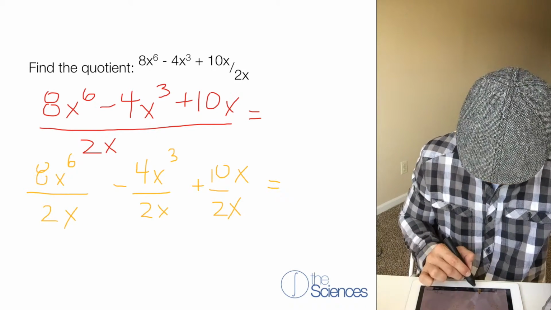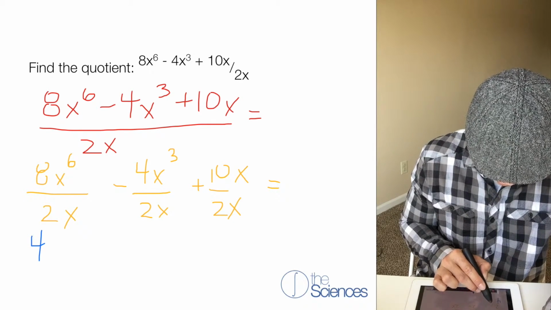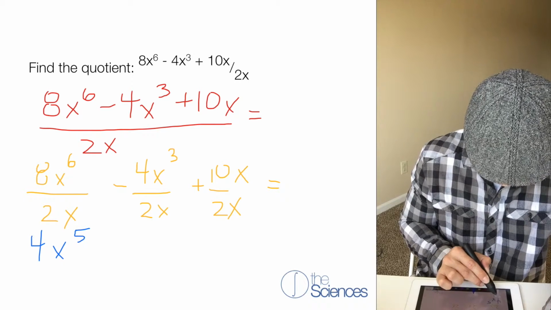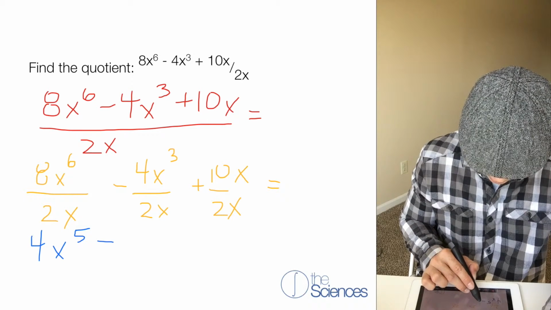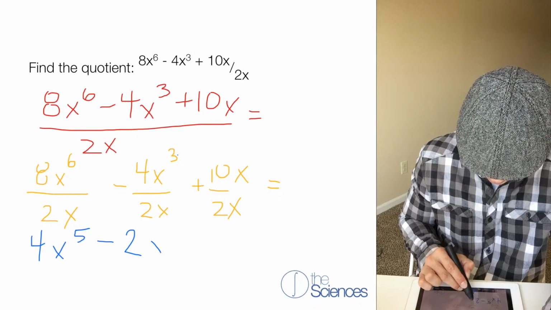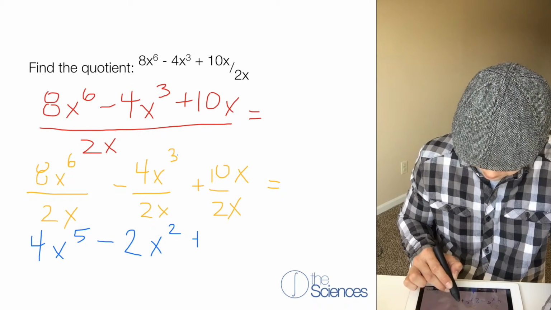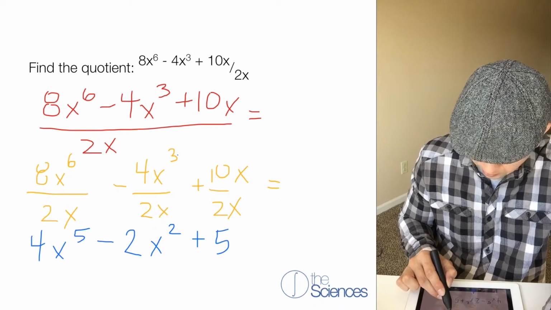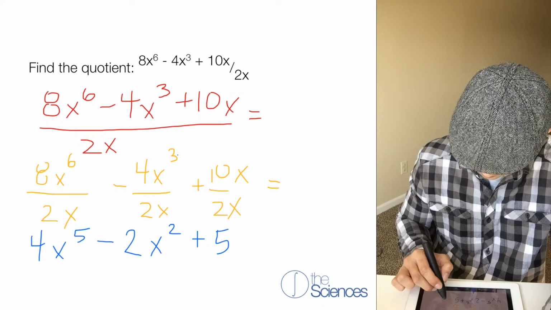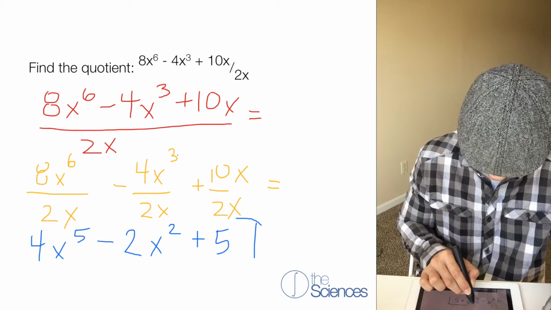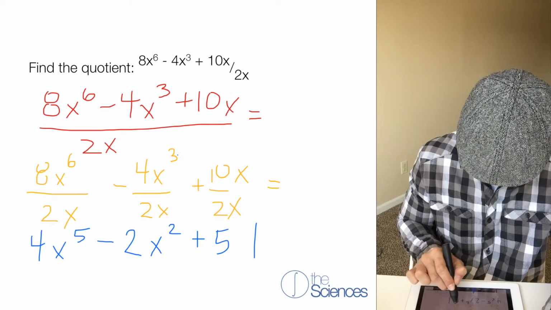So here 8 divided by 2 is 4. 6 minus 1 is 5. So we have 4x to the 5th power minus 4 divided by 2 is 2. 3 minus 1 is 2, so we have 2x squared. And then we have 10 divided by 2 is 5. 1 minus 1 is 0. So we have 5. So that's our answer.